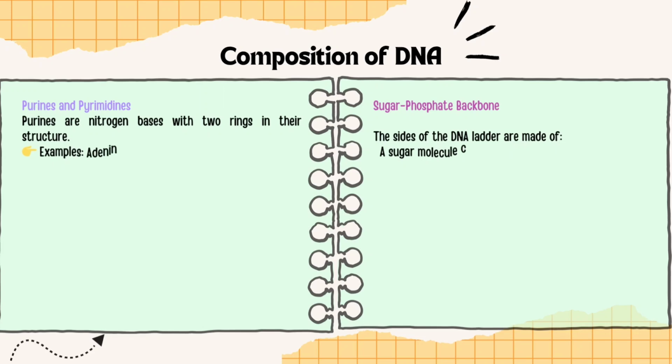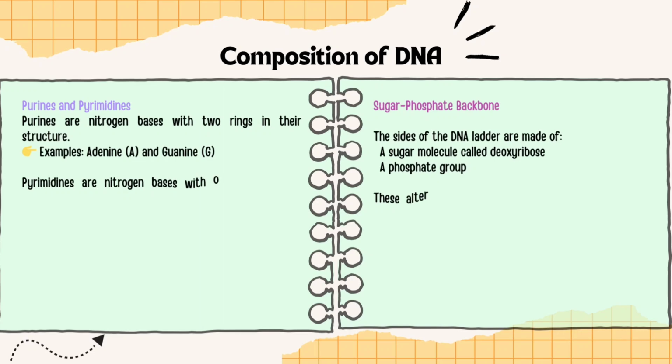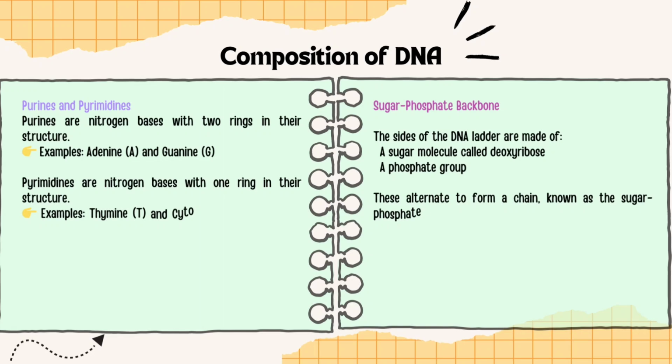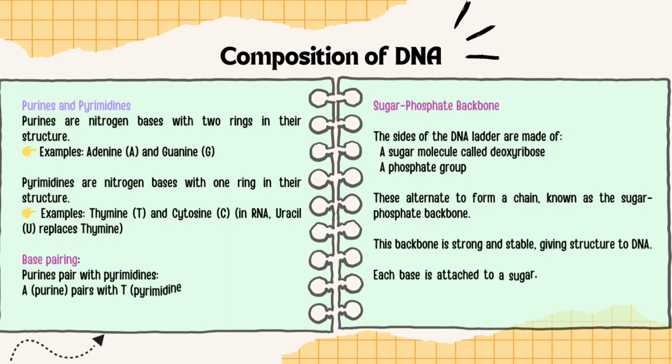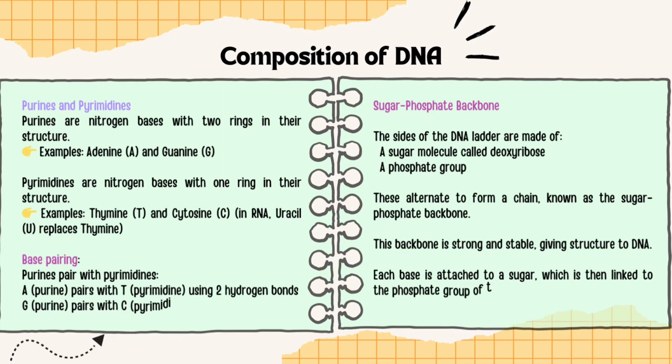Purines are the nitrogen bases with two rings in their structure and pyrimidines are the nitrogen bases with single ring in their structure. The examples of purines are adenine and guanine, and the examples of pyrimidines are thymine, cytosine and uracil in RNA, which replaces the thymine. So in DNA, purines pair with pyrimidines, like adenine always pairs with thymine using 2 hydrogen bonds and guanine always pairs with cytosine using 3 hydrogen bonds, like they are best friends.